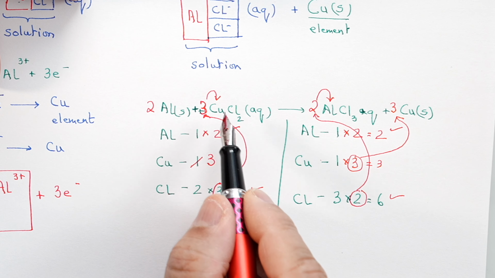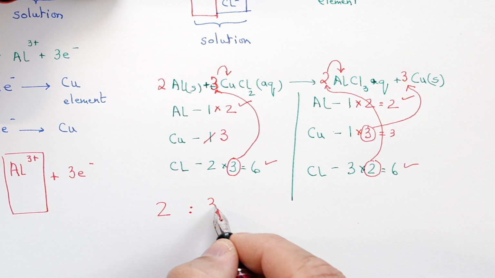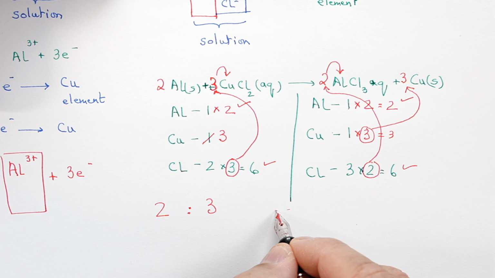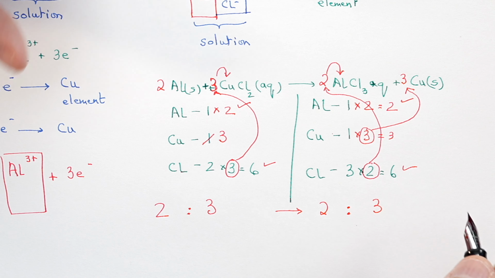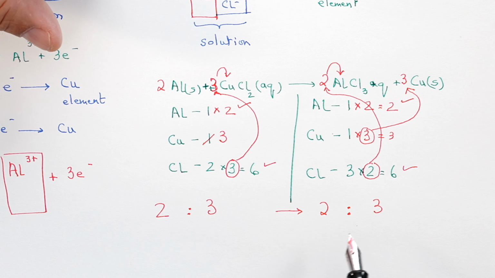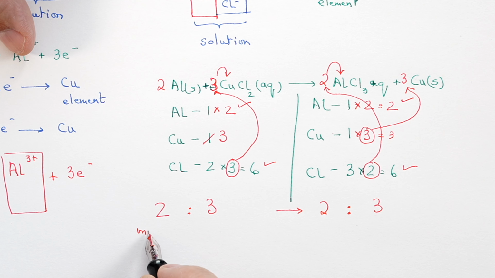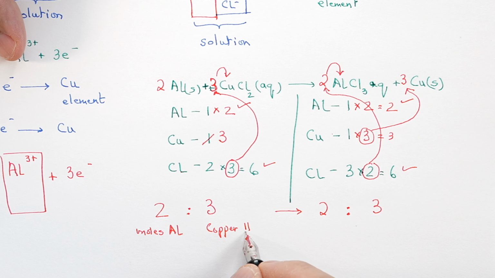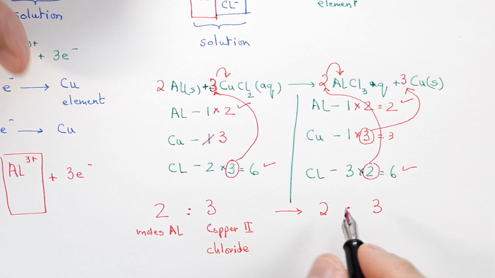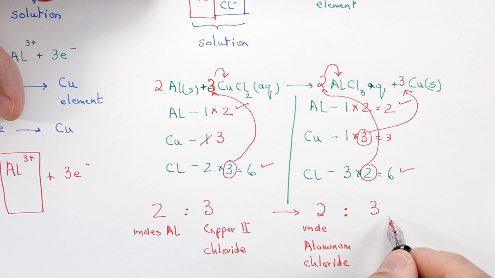So now the ratio is 2, 3, 2, 3. So we've got 2 aluminums, 3 copper chlorides, and when they react, you will end up with 2 aluminum chlorides and 3 copper atoms, or 3 moles of copper. You can represent this in multiple ways. In chemistry, we represent this as moles. So how you would say this is 2 moles aluminum reacts with 3 moles copper chloride, and it forms 2 moles aluminum chloride and 3 moles of elemental copper.